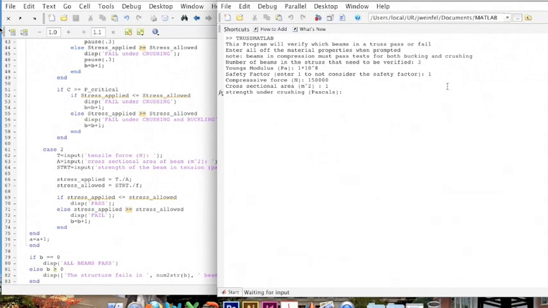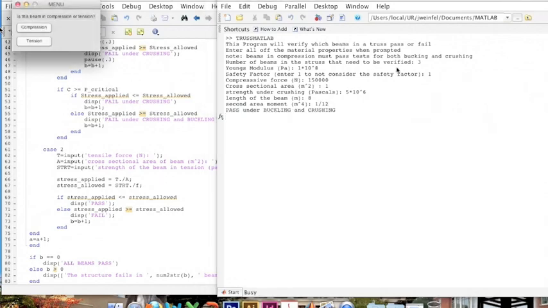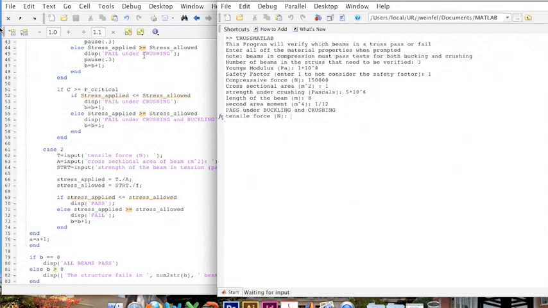The strength under crushing is 5 times 10 to the 8th pascals. The strength under buckling is 5 times 10 to the 6th pascals. The length of the beam is 8 meters. The second area moment is 1/12, and as you can see, it passes under buckling and crushing.